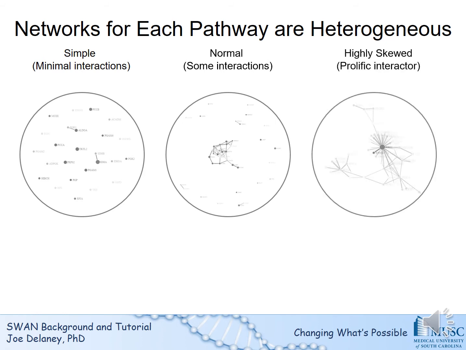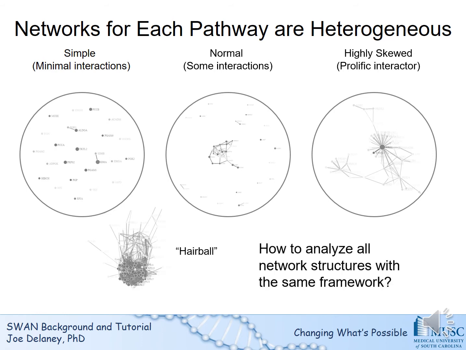And some of the pathways are highly skewed in that one protein is interacting with just about everything else within the pathway. And the pathways you really don't want to analyze are the hairball pathways. This is something like ribosomal pathways, where each ribosome gene interacts with every other ribosome gene. So that really isn't the focus of SWAN analysis. So the question is, how do you analyze all these different network structures with the same framework?